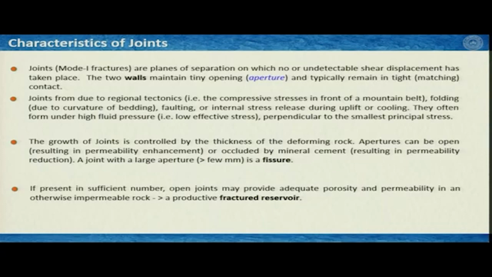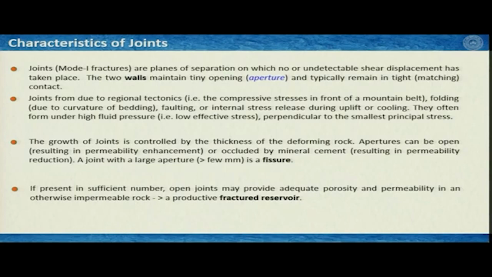The growth of the joint: once the joint forms then it grows. The growth of the joints is controlled mostly by the thickness of the deforming rock. The apertures can be open, resulting in permeability enhancement. If you open the apertures, that means you are adding more porosity to the system, and sometimes you can close these apertures with some deposits, the vein filling deposits, so that results in permeability reduction. When you have a joint with pretty large apertures, greater than a few millimeters, then we call it a fissure.